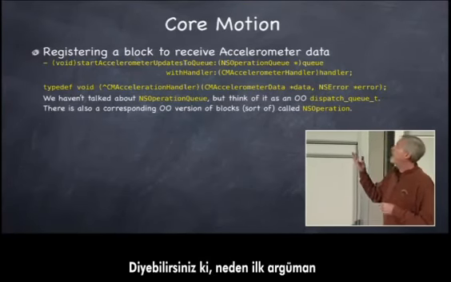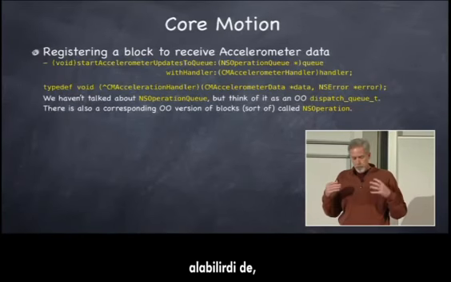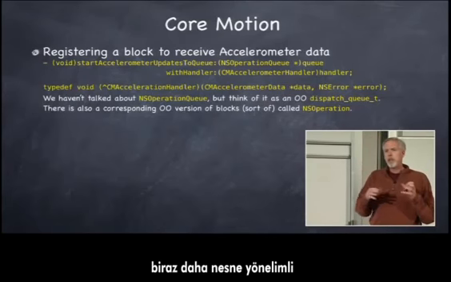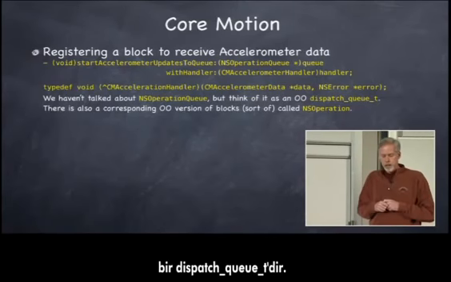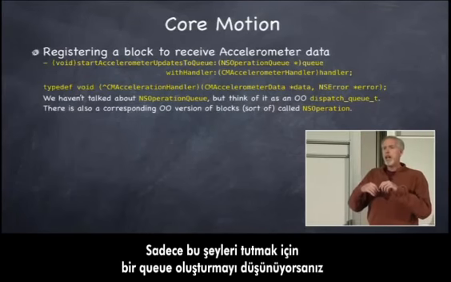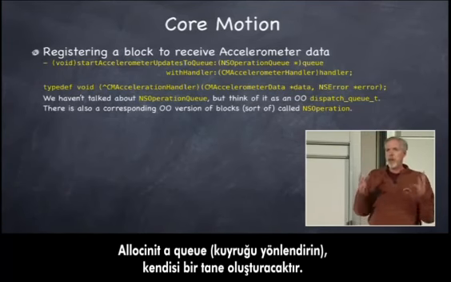You might say, well, why doesn't that first argument just take a dispatch_queue_t, which it could have, but an operation queue you can think of as a little more of an object-oriented dispatch_queue_t. And if you're really just creating a queue just to handle these things, you can just alloc init a queue, and it'll create one.